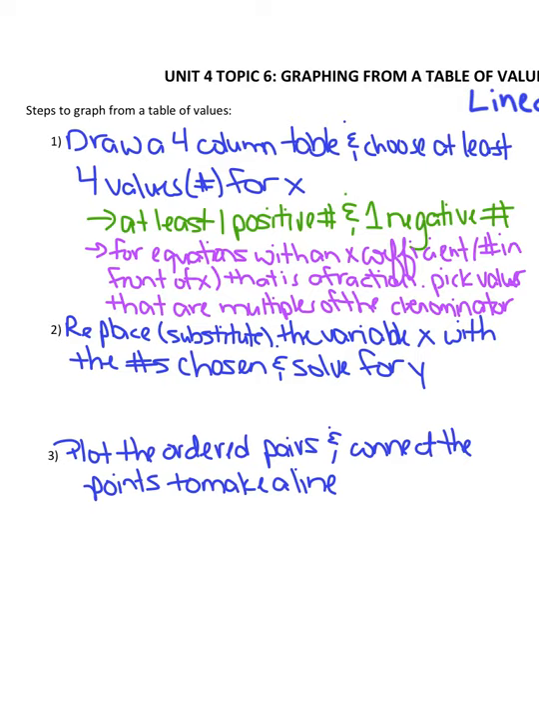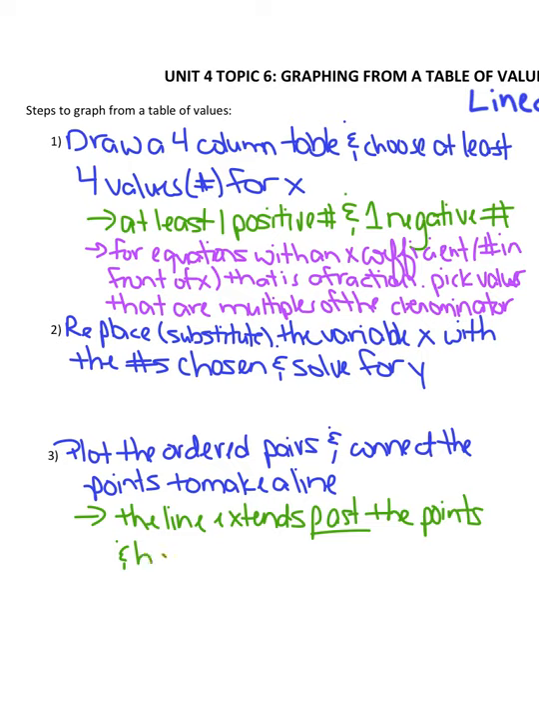Now, when you connect these points, the line is just like previously. The line extends past the points. So we're not just connecting the 4 points that we are plotting. You're going to make the line go past those 4 points on both sides and have arrows on the end. Remember, we talked about this when we were graphing from y equals mx plus b. We put the arrows on the end to show that this line goes to infinity. It's going to keep on going.